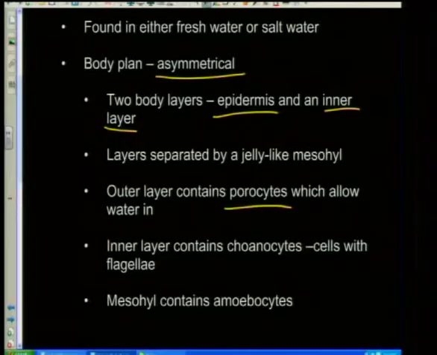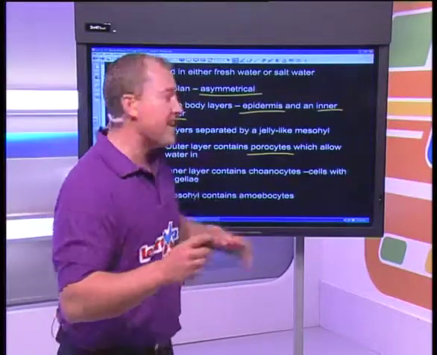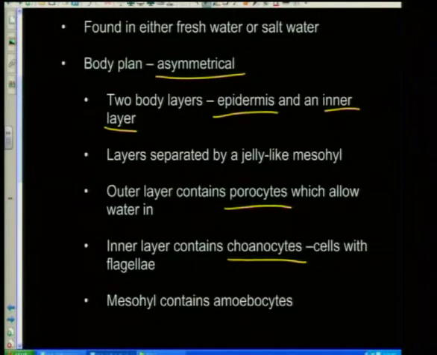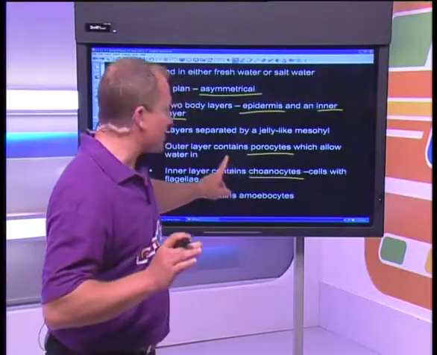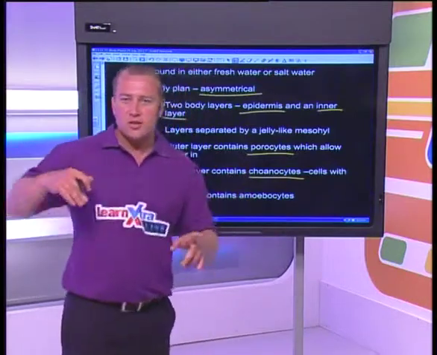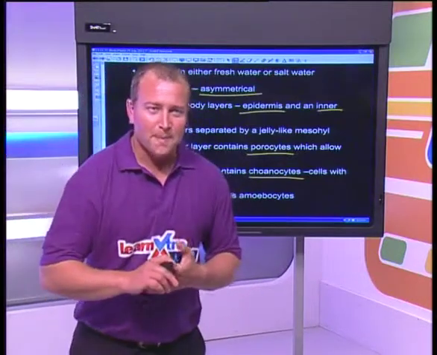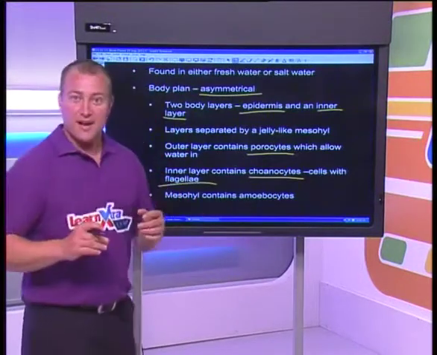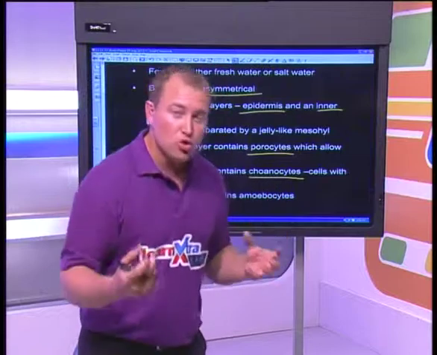Then you get your inner layer, which contains conocytes. Okay, there's the next big word. You see, I've been trying hard to get these words right. So the conocytes, those things are quite cool because they've actually got flagella. Now, I'm using big words again. There they are, flagella. Okay, flagella is a huge word.